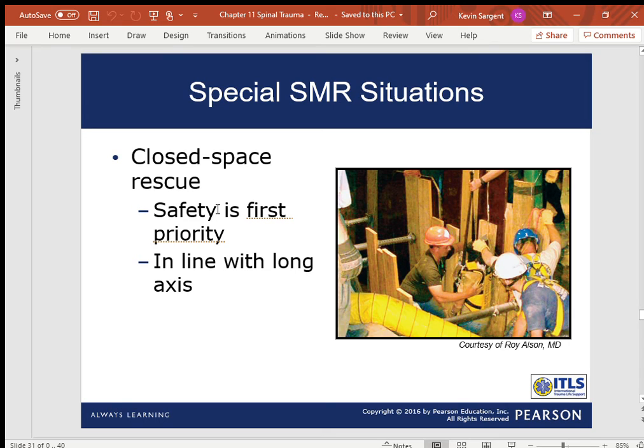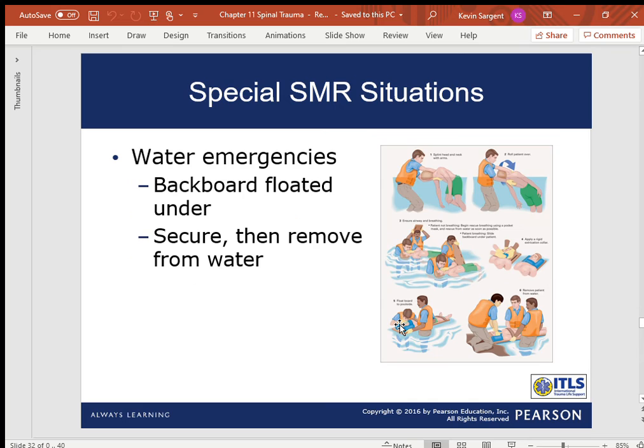If you're not trained to do it, you shouldn't be involved in that. Safety is first priority, in line with long access, and people should be specially trained for that. Water emergencies: if you cannot swim, do not get involved in a water emergency. Don't go jumping into water if you cannot swim. Okay? Unless your feet touch the bottom, I guess would be the one exception.